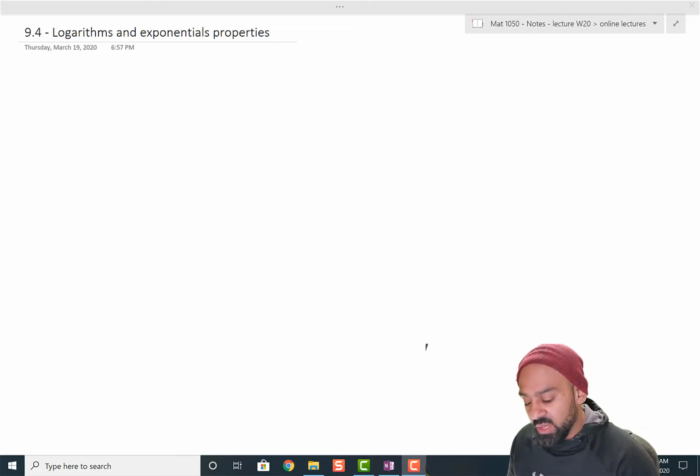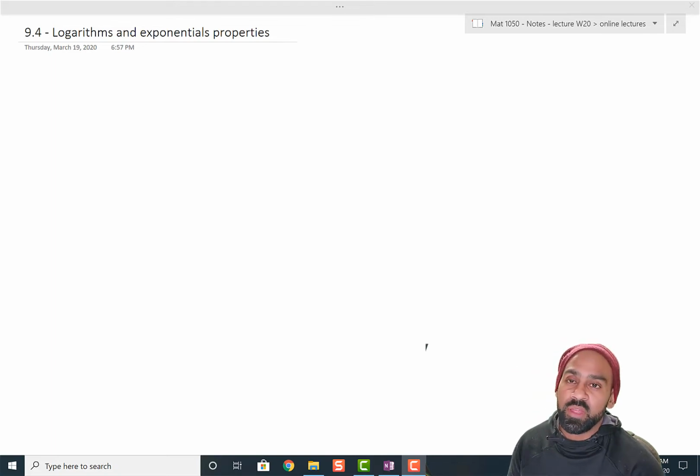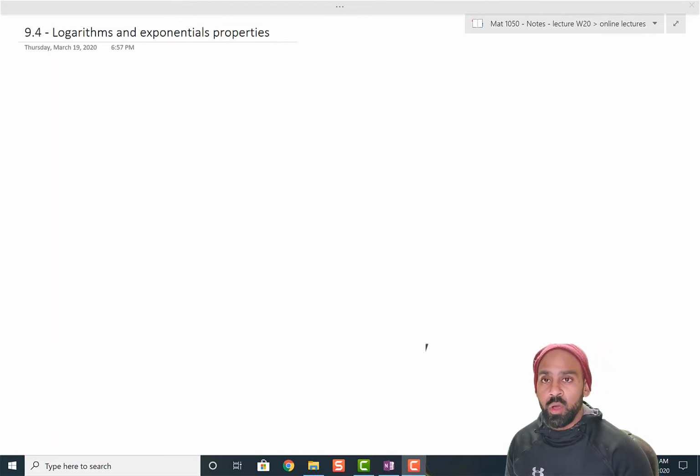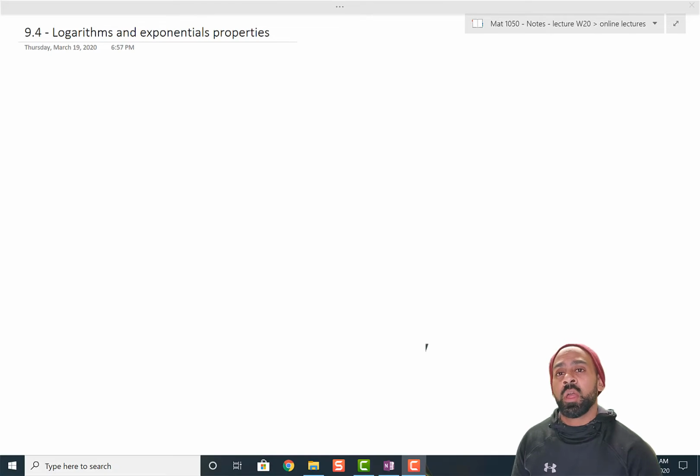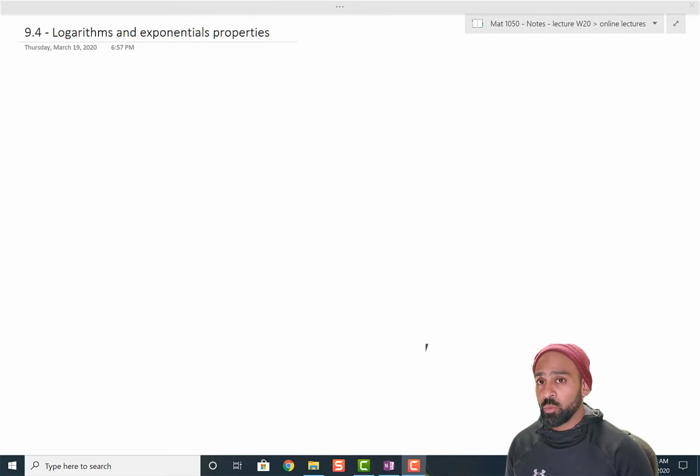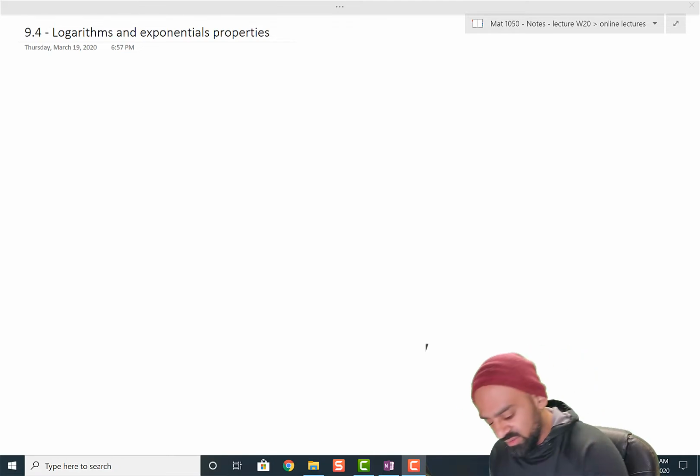So just to get settled in, we are going to start section 9.4 today. 9.4 is going to start talking about logs and exponential properties. So remember those laws of exponents that we started with in the beginning of time, right? And we had lots of root properties. As a matter of fact, it's a good time to review.